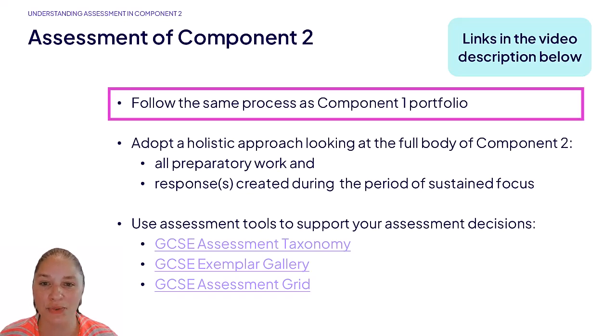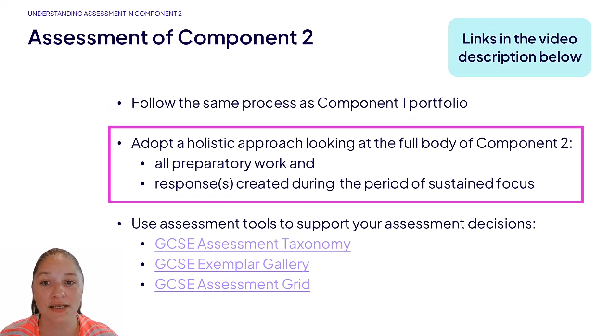When starting to mark your students' work for Component 2, it is best to follow the same procedure as you did for the Component 1 portfolio. You should adopt a holistic approach looking at the body of work produced in response to the externally set assignment theme, including all the preparatory work and the responses created during the period of sustained focus under examination conditions.